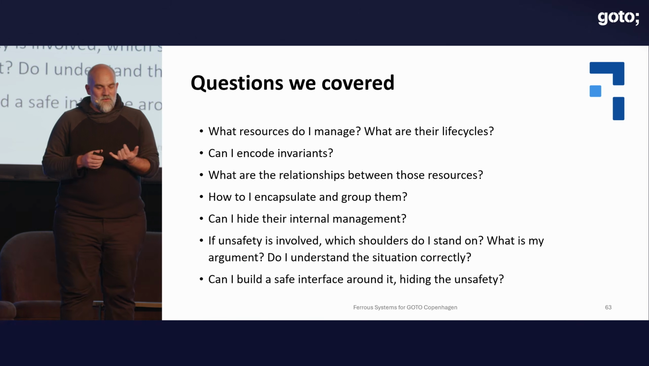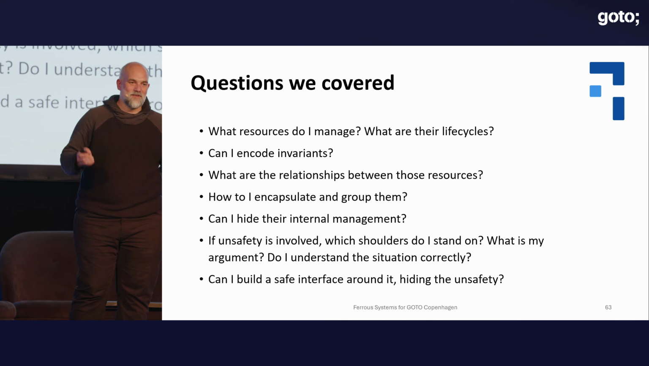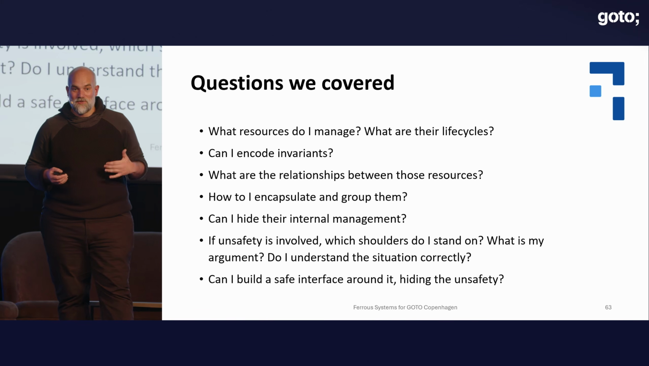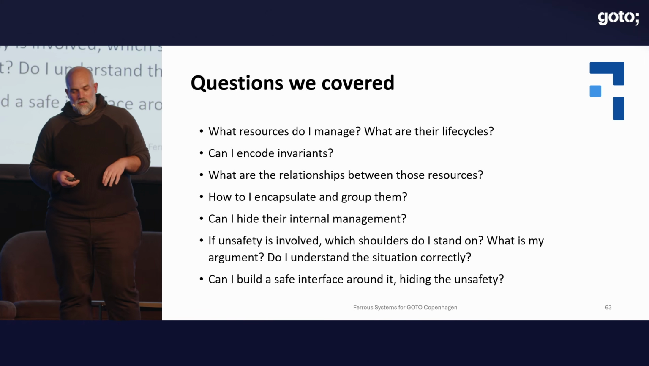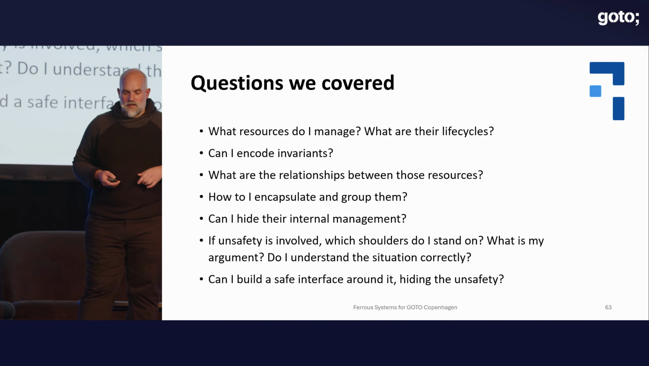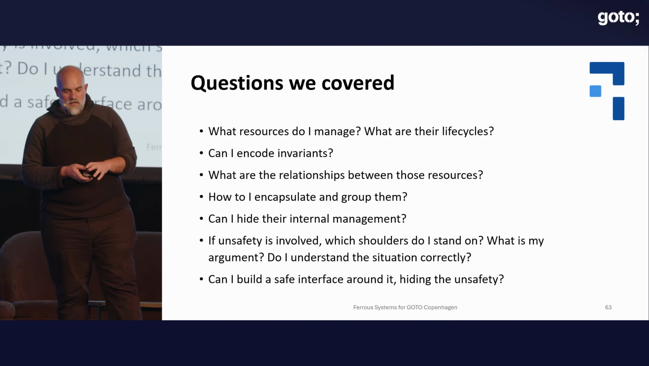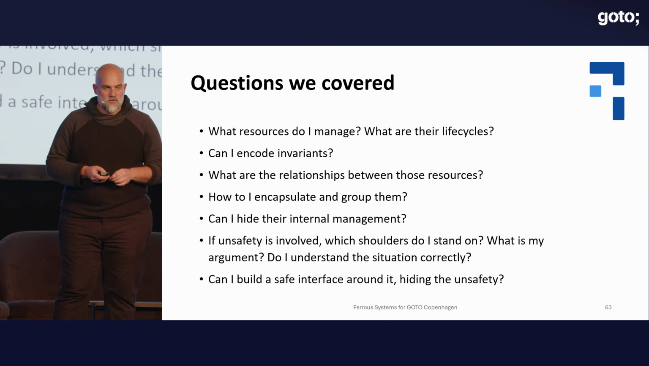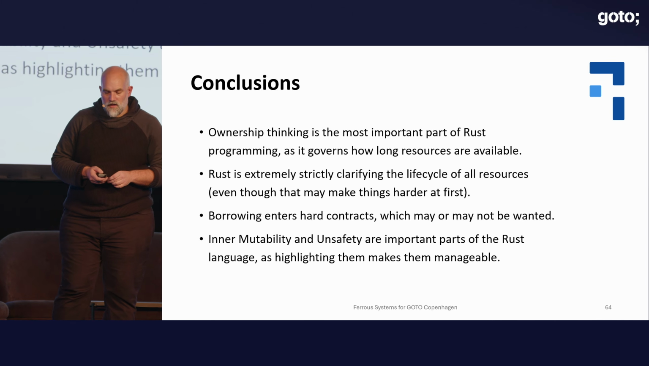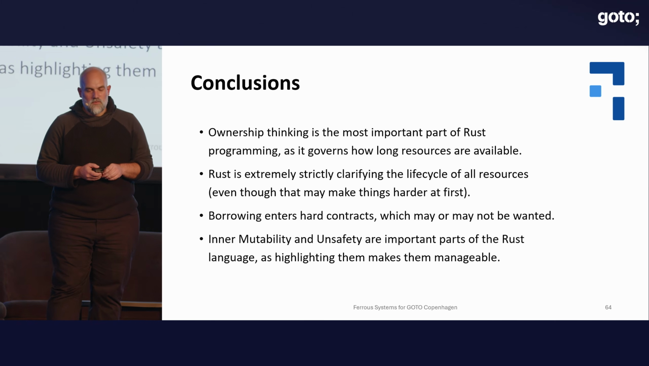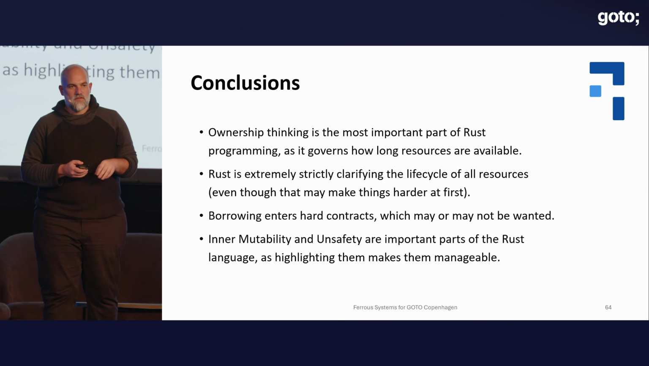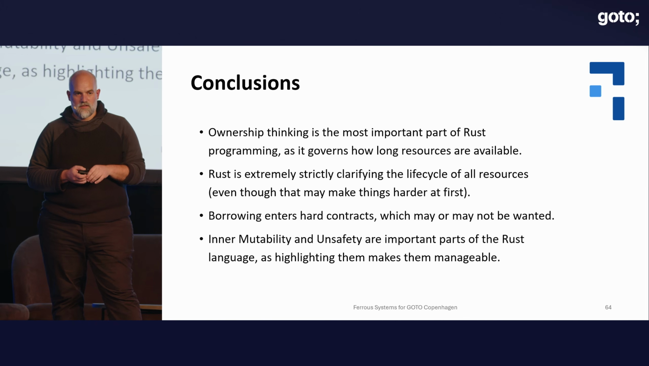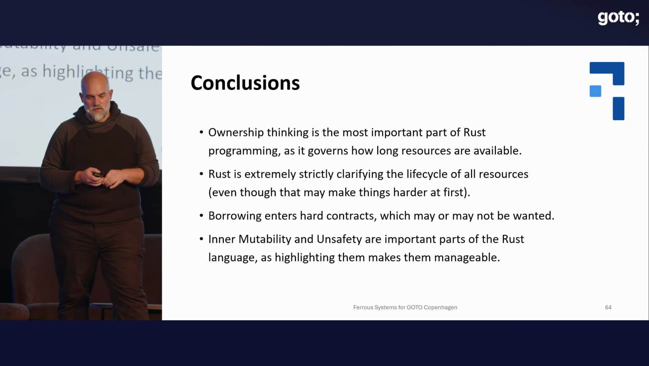If unsafety is involved, which shoulders do I stand on? For example, in this case, using a vetted mutex implementation like pthreads or something like that is really useful because it makes a lot of my argument a lot easier. What is my argument? Do I understand the situation correctly? And if yes, can I build a safe interface around it, hiding the unsafety, which is essentially what we've done in a very, very short amount of time. So ownership thinking in Rust is really, really important because it governs all of those life cycles. Rust is also extremely strict and wants those life cycles to be managed, and is really vicious on violations.